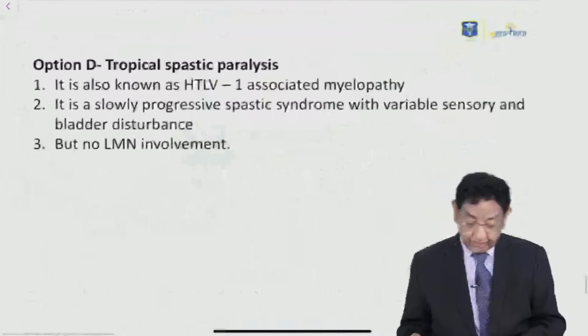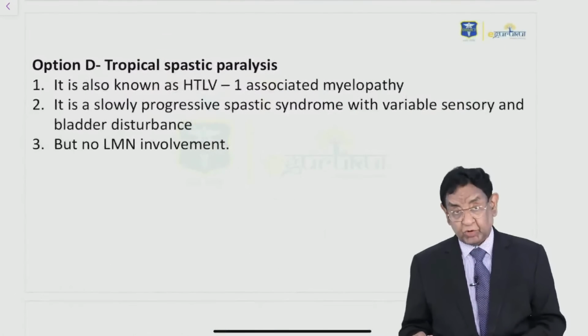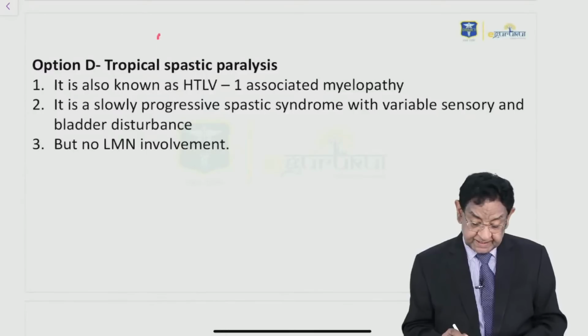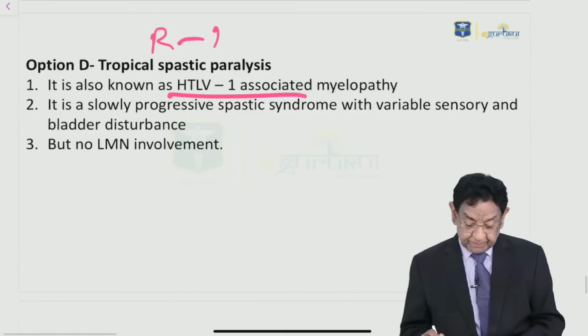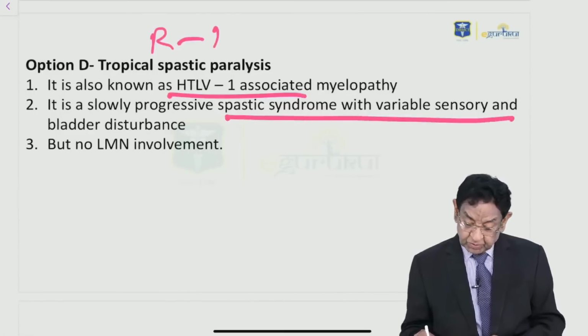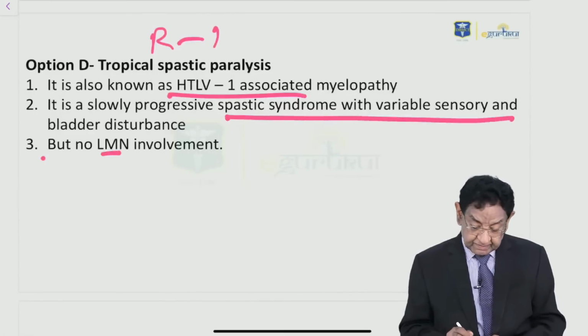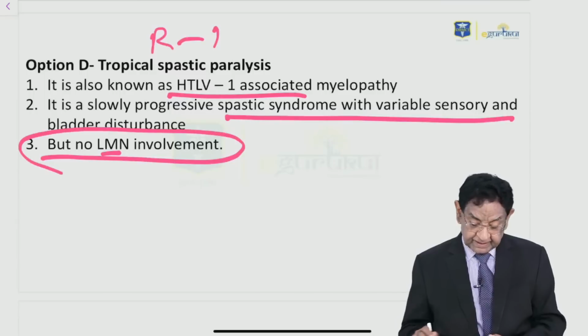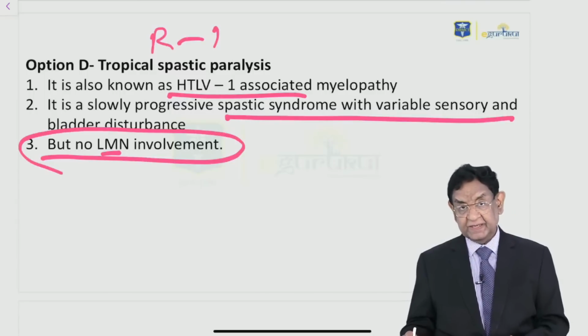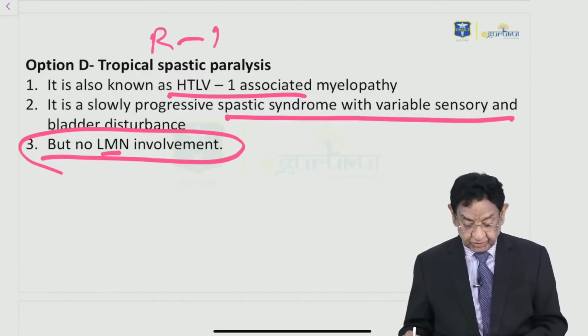Then we talk about tropical spastic paralysis. The one more option is a rank number 1 question. HTLV-1 associated myelopathy, a spastic syndrome, but no bowel and bladder involvement. It's never involved, right? So this cannot be the answer.